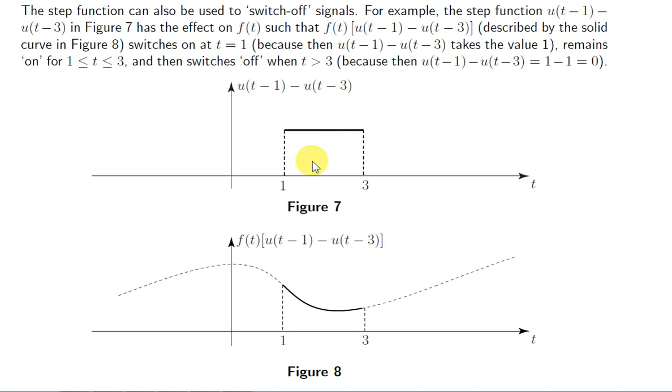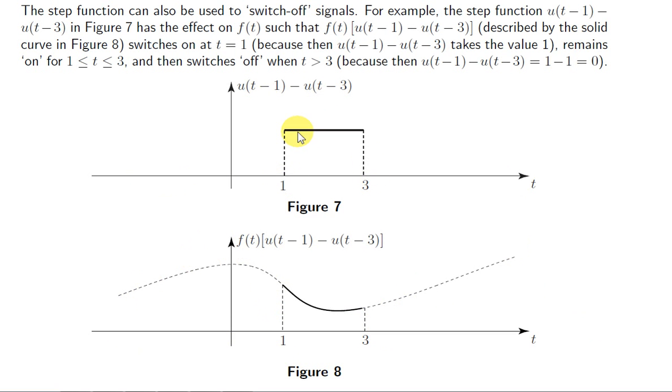So now suppose we multiply this function by some general function f of t. What will the effect be? Well, because it's 0 for values of t less than 1, we will be multiplying 0 by our function. So f of t here is the function shown with the dotted line. So we're multiplying 0 by this bit, and we're just going to get 0. So we're just going to kill off the function for values of t less than 1. Similarly, for values of t greater than 3, u of t minus 1 minus u of t minus 3 is 0, so we're multiplying 0 by f of t. So we're just going to get 0.